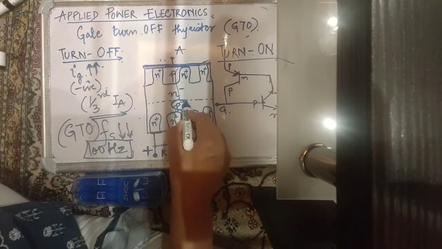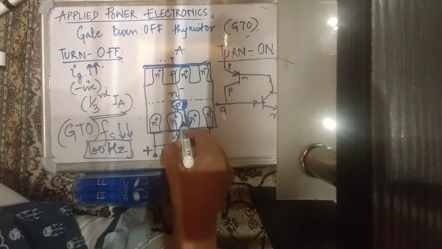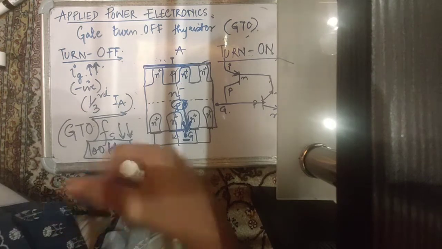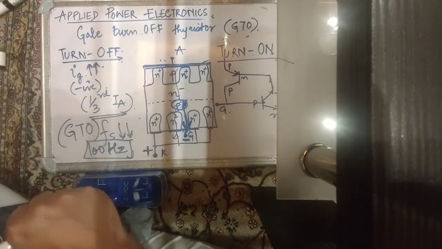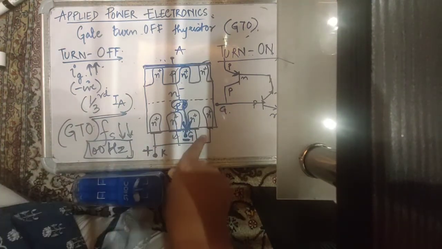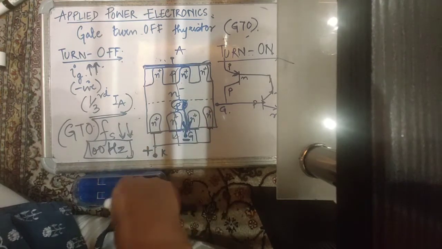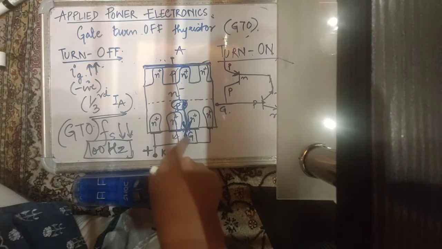So because of the negative gate current, whatever holes are here will get depleted. And all these interdigitated gate cathode structures actually help in intercepting all that anode current and diverting it towards the gate and causing a faster turn off. So the highly interdigitated gate structure is actually helping you turn off the device through a negative gate current, of course.